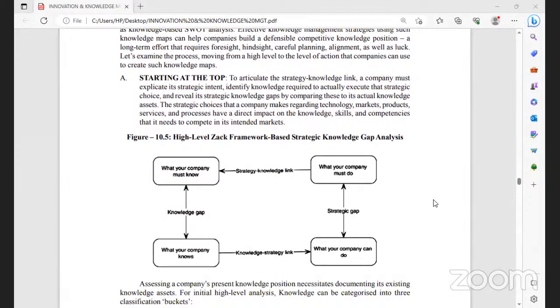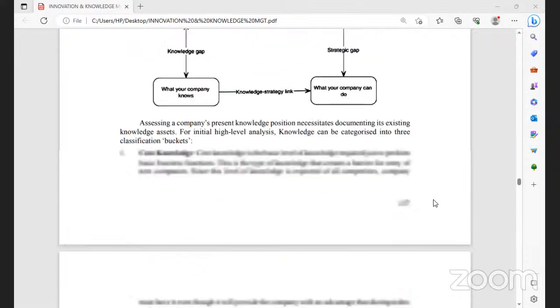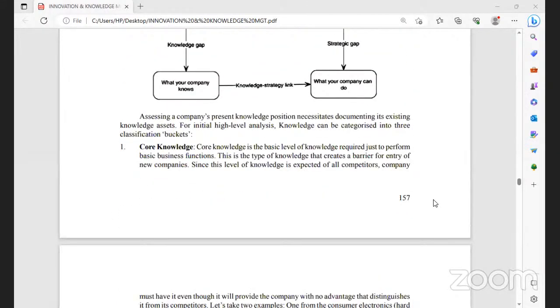A high-level framework based on strategic knowledge gap analysis is given in the diagram, which reflects the knowledge gap and strategic gap in a cyclical and sequential order. Assessing a company's present knowledge position necessitates documenting its existing knowledge assets. For initial high-level analysis, knowledge can be categorized into three classification buckets.